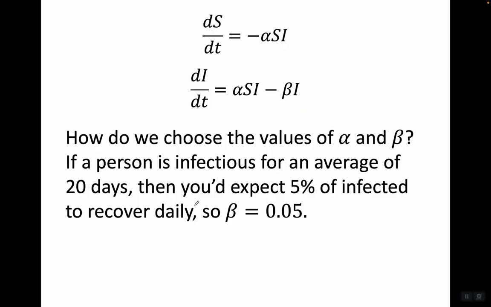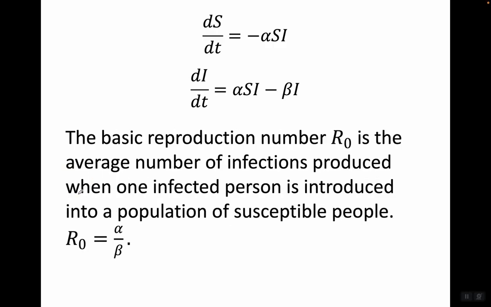How do we choose the values of alpha and beta? Well, if a person is infectious for an average of 20 days, then you'd expect 5% of the infected to recover daily. So we would let beta equal 0.05. So basically, beta is going to be 1 over how long people are infectious.